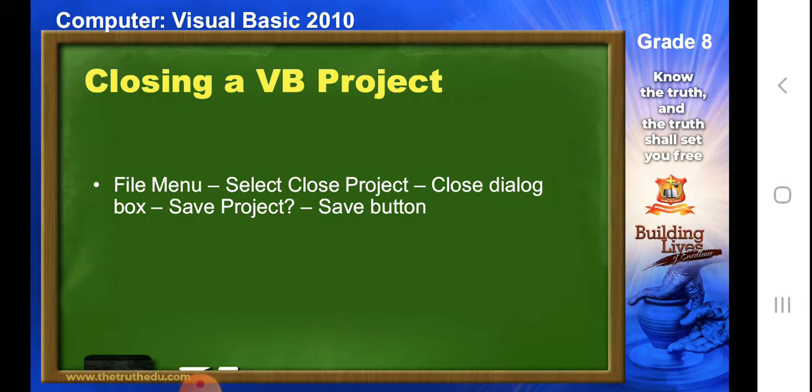Next thing is closing a VB project. How do we close a VB project? We click on the File menu and go to the Close Project option. A Close Project dialog box will appear, and it will ask you whether you want to save or discard changes. You will have the options Save, Discard and Cancel, and at the top you will have the cross button. What happens if I click on Save? My program gets saved. If I click on Discard, it will not get saved and the application will remain as I have created it.